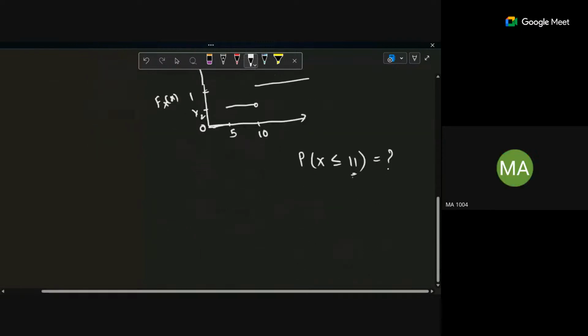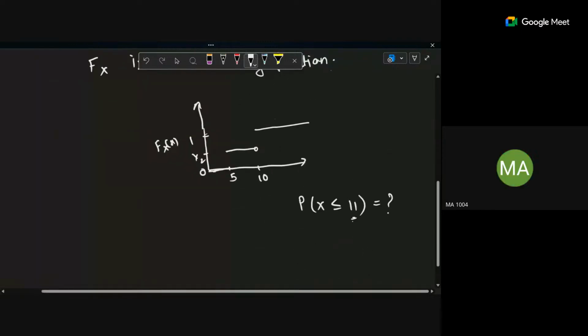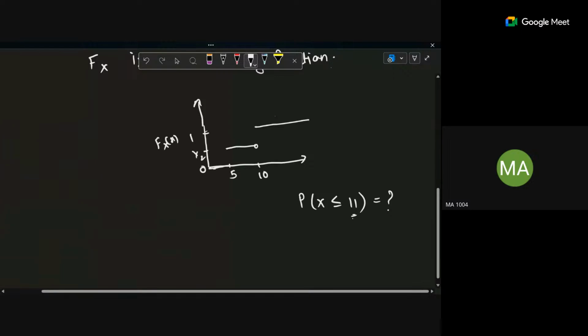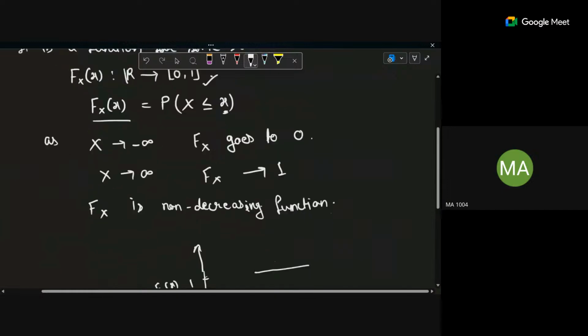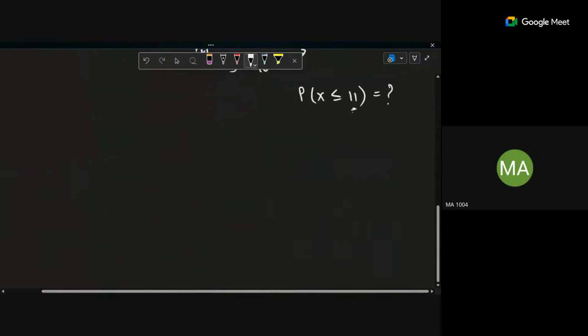Observe one thing here. It's not a continuous function. It's piecewise. But the thing is, once it increases, it always increases, or stays stable from 5 to 10, but does not decrease. That is one of the properties of cumulative distribution functions. Then come to the continuous random variable.